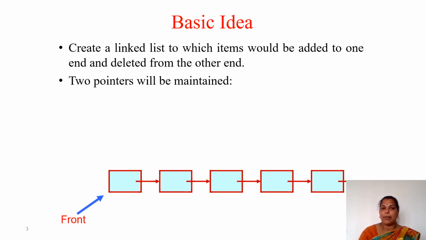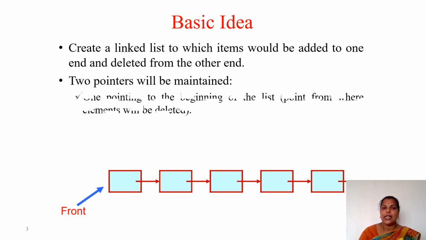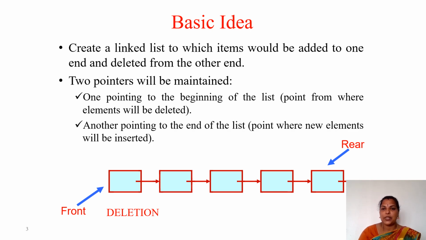And 2 pointers will be maintained. One is the front pointer. The front pointer is to perform the deletion operation, and another pointer is to perform the insertion operation. That pointer we are calling the rear. So this is to perform the insertion operation. So 2 pointers will be maintained, one pointing to the beginning of the list, that is the point from where elements will be deleted, that is the front, and another pointer to the end of the list, that is the pointer where new elements will be inserted, that is the rear pointer. So 2 pointers we have to maintain: one to perform the deletion operation and another to perform the insertion operation.